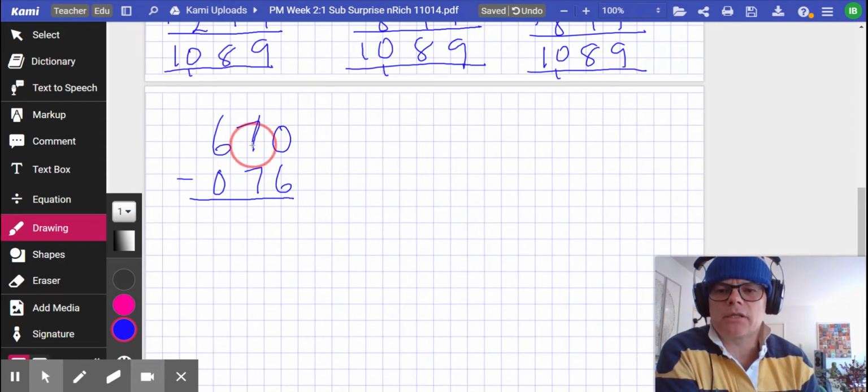0 take away 6 we can't do, we've got to borrow a 10. That's 4. 6 take away 7 we can't do, so we borrow. 16 take away 7 is 9. 5 take away 0 is 5.